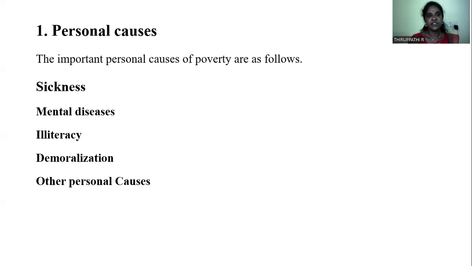The next is illiteracy. Illiteracy increases poverty, and illiteracy and poverty are mutually related. The earning capacity of illiterate people is very low. This leads to reduced income and increasing poverty. In underdeveloped and developing countries like India, illiteracy is the biggest problem for our economy.